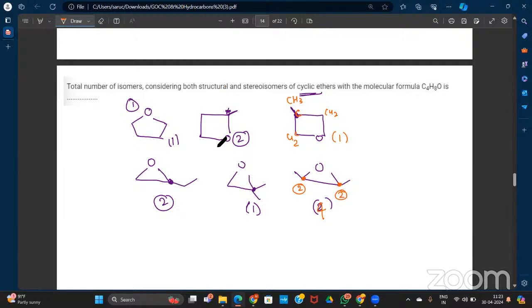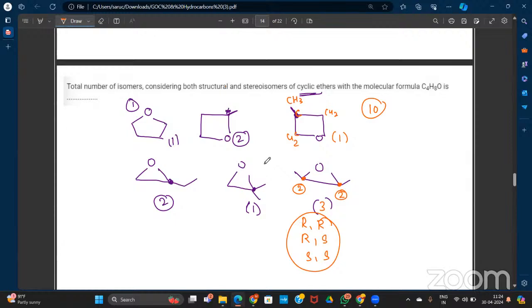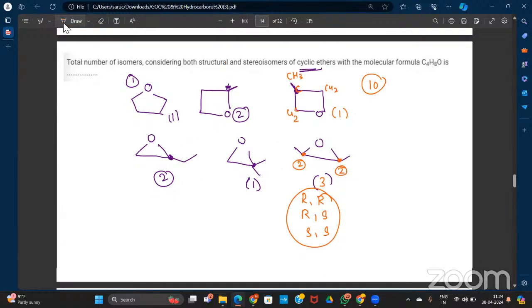So you'll get the number of isomers. Here you'll be getting 3 isomers because you have 2 chiral centers. It could be RR, RS, and SS. So these are the 3 isomers, and therefore the total number of isomers will be equal to this. Got it, everyone? Got this question? Yes, sir. Moving to the next question.